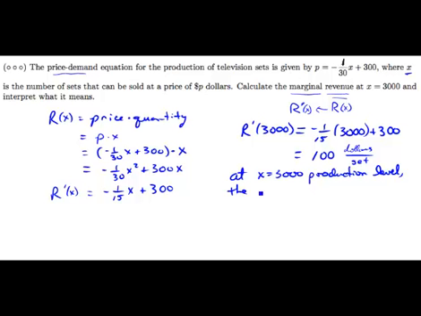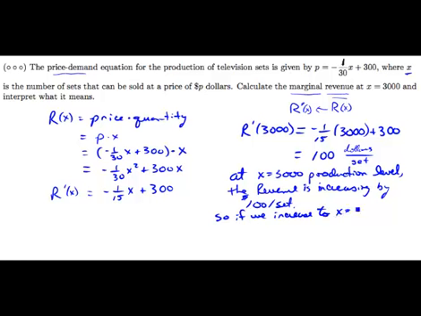And the interpretation of this is that at the production level 3,000, the revenue is increasing by $100 per TV set. What this means is that if I increased production to 3,001, we would expect to see the total revenue go up by $100.